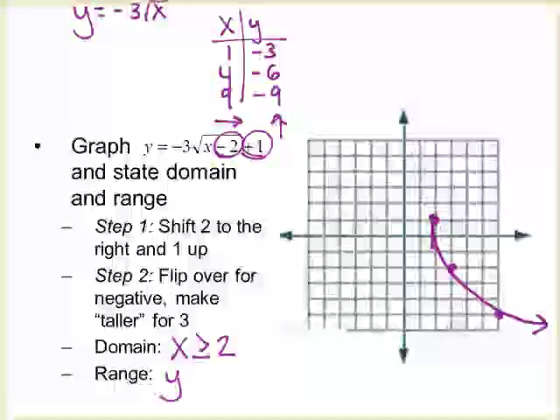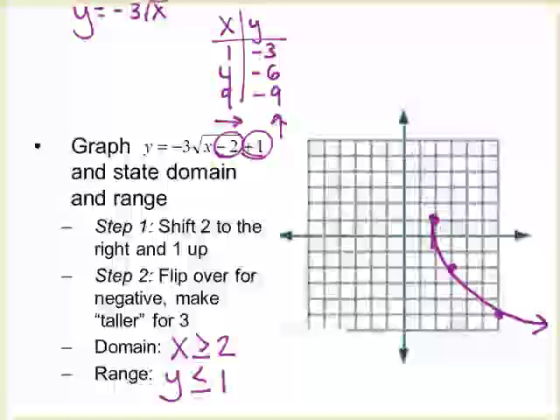Range talks about y. What's the y value of the endpoint? 1. And does it get bigger or smaller from there? Smaller, so we're going to say y is less than or equal to 1. So our domain and range come from that endpoint. Domain is the x value, range is the y value. Greater or less depending on the direction the function is pointing. And it'll always be less than or equal to or greater than or equal to. Decide which one it is based on the direction it's pointing, up or down, left or right.